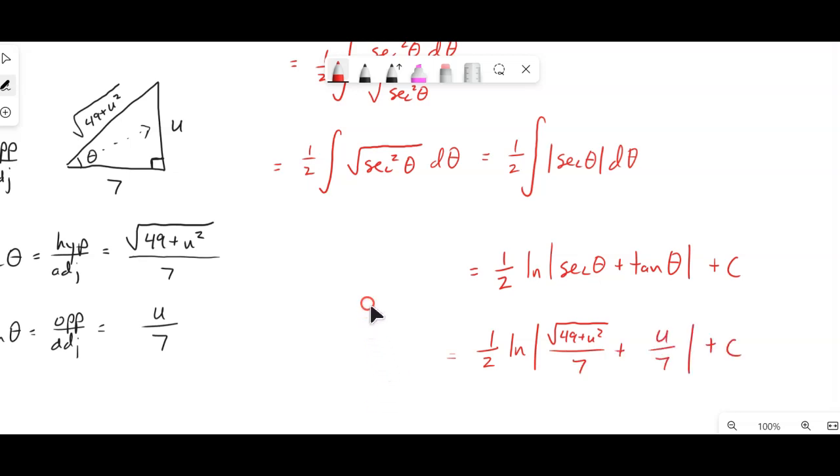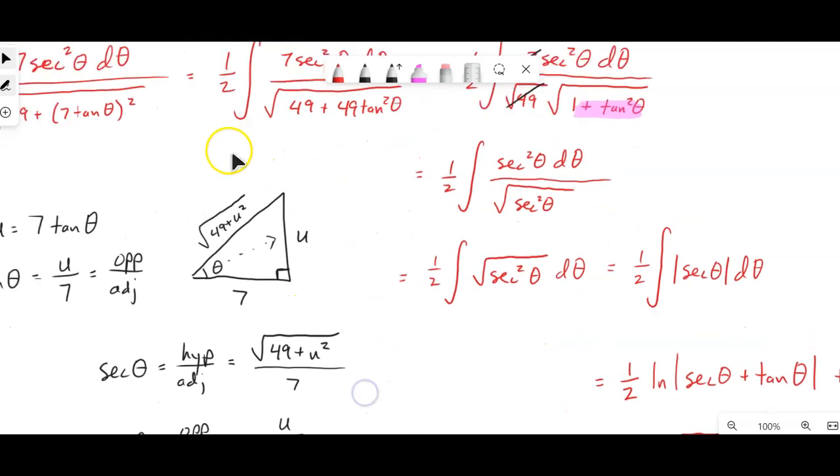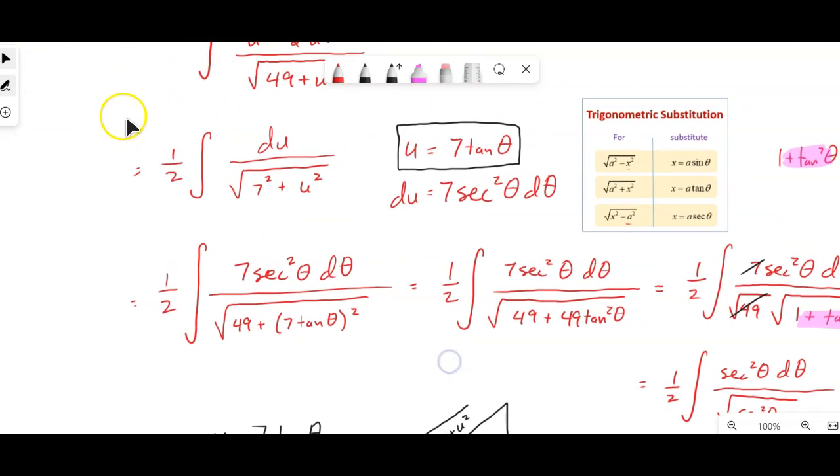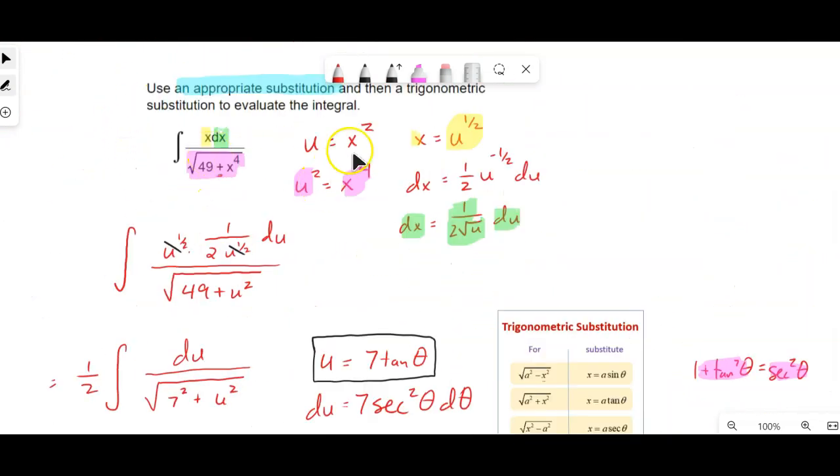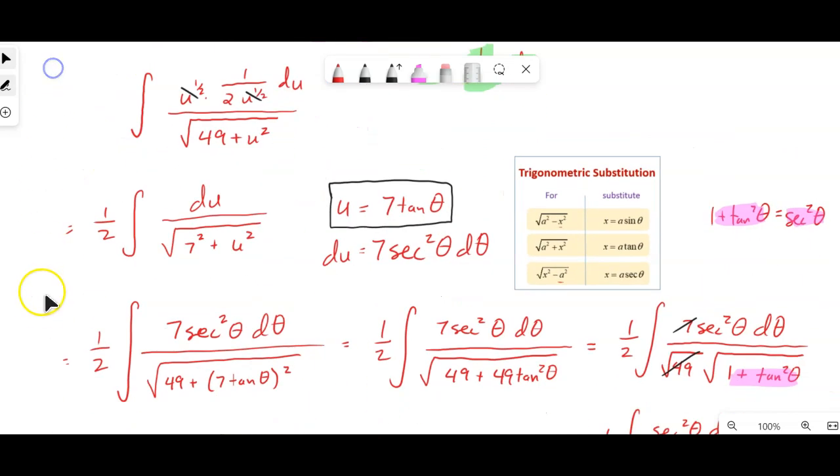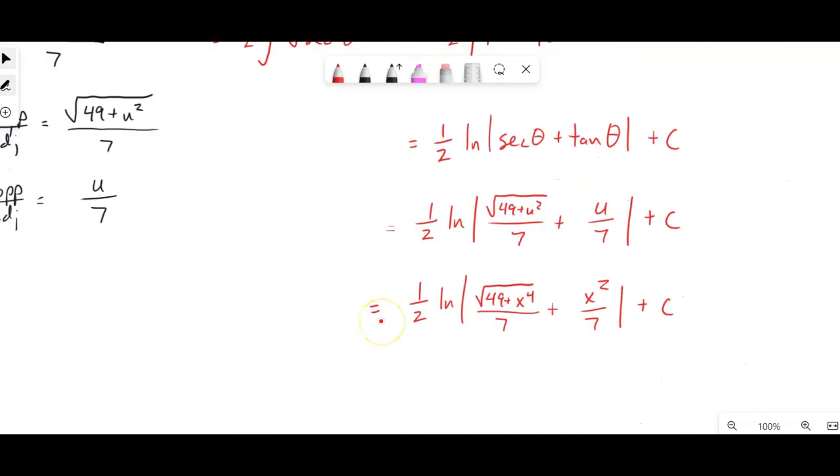But u, all the way back to the original, remember our original variable was x. So all the way back here, u is x squared. U squared is x to the 4th. And then when we're doing these, that would be fine. I would be perfectly fine if you did that.